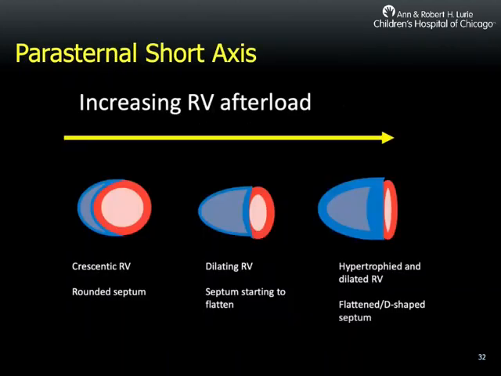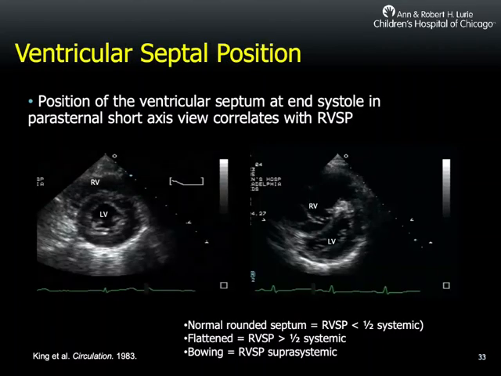If we look at the parasternal short axis, it's helpful to really look at the interventricular septum. As you increase RV afterload, again, we talked about the crescentic shape of the RV, as well as that rounded interventricular septum. As you start having a dilated RV, that septum really starts to flatten. And in situations where you have severe RV afterload, you end up seeing a flattened or almost D-shaped septum.